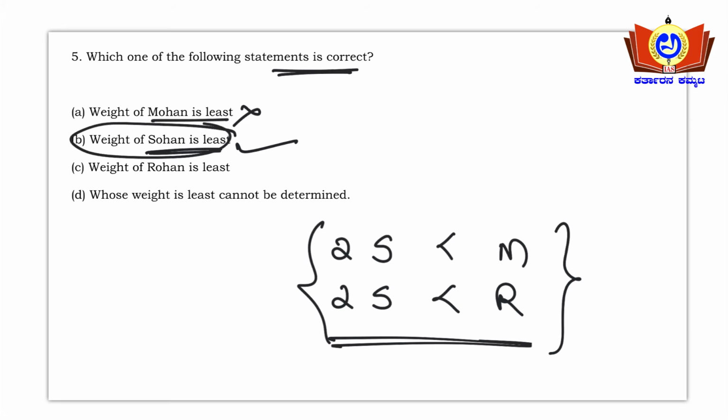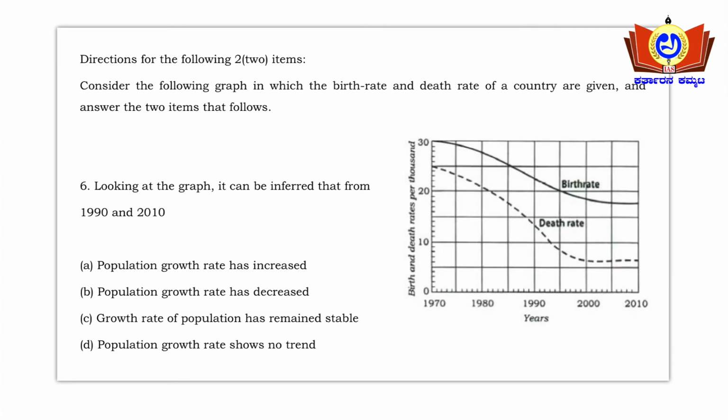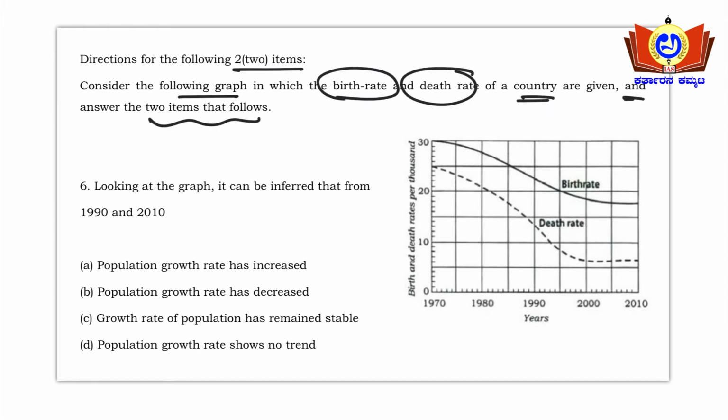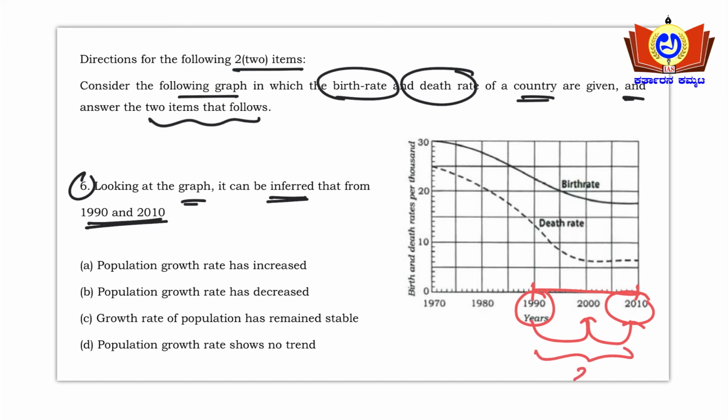Moving on to the next question. Directions for the following two items. Consider the following graph in which the birth rate and death rate of a country are given and answer the two items that follow. So looking at the graph, it can be inferred that from 1990 to 2010 here, and 2010 to 2020, so a gap of 20 years.